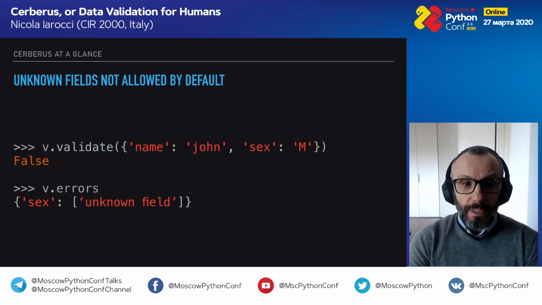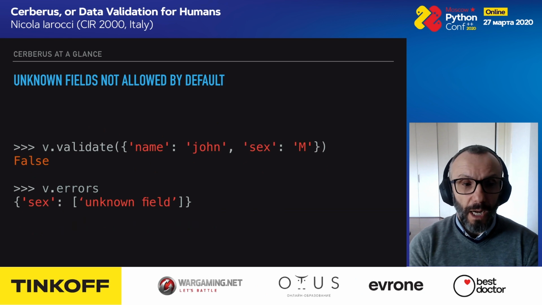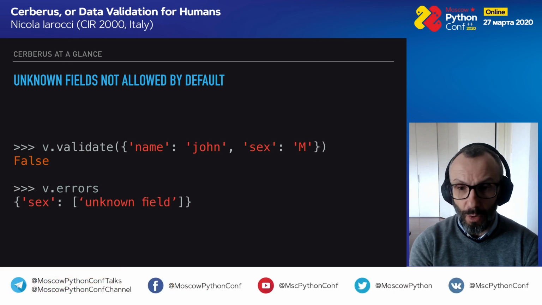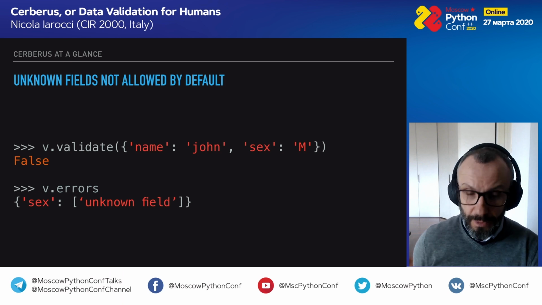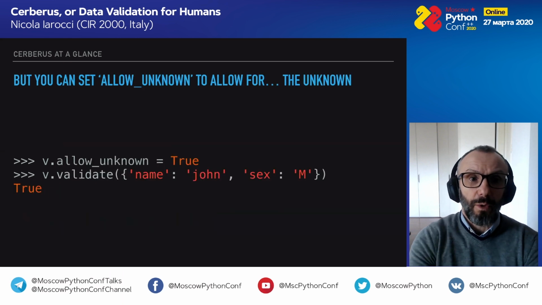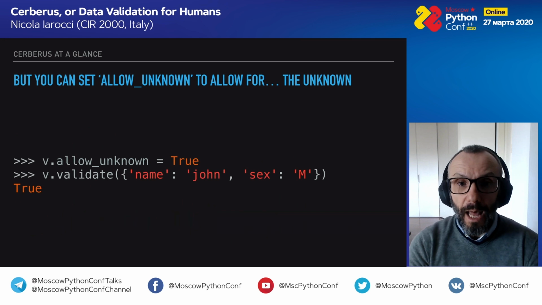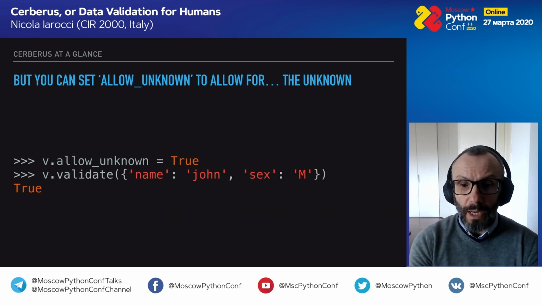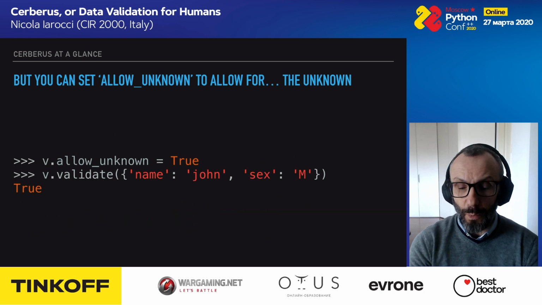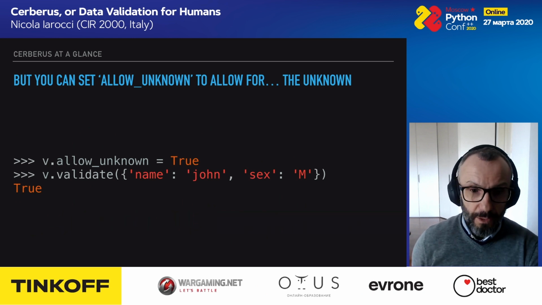What about unknown fields? By default, unknown fields are rejected. So here, with the same schema, we have a name, and also we have a sex, but the schema only knows about name and age. So this document is rejected because sex is an unknown field. This is the default behavior, but you can set allow unknown to true. At that point, unknown fields will be allowed, as you can see in this example.